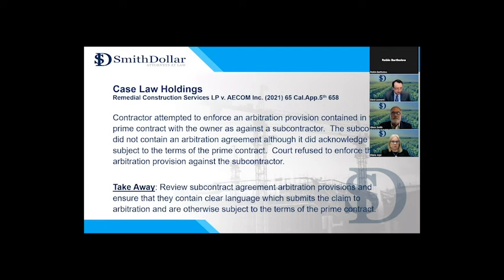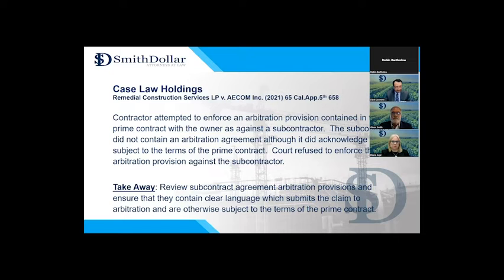So just a couple case law holdings here on some issues that I thought were pretty important. This is the Remedial Construction Services ICOM case. Here, a contractor wanted to enforce an arbitration provision between the prime contract and the direct contractor, and also enforce that against the subcontractor.